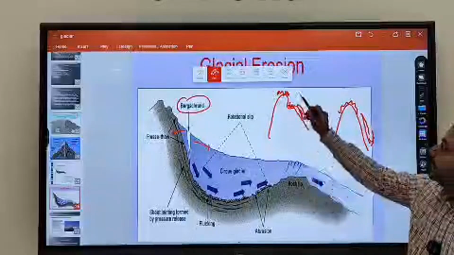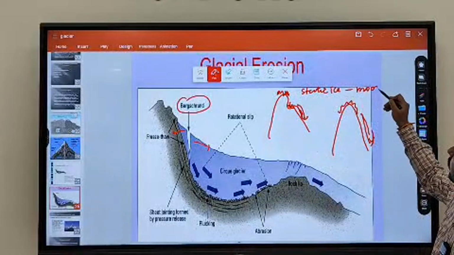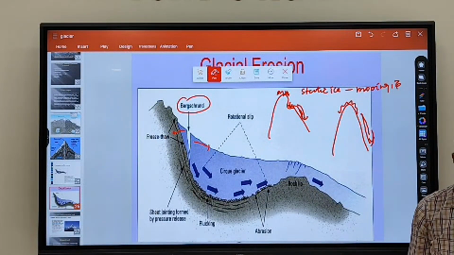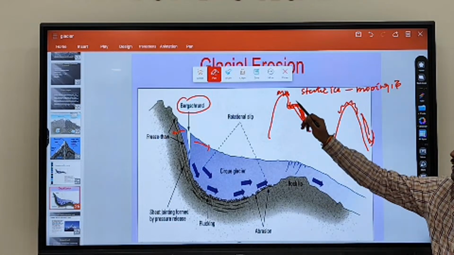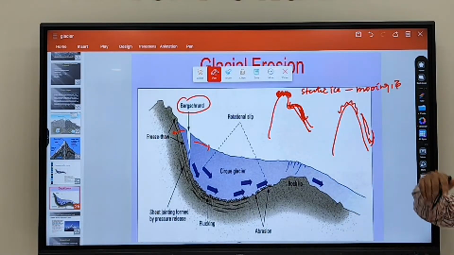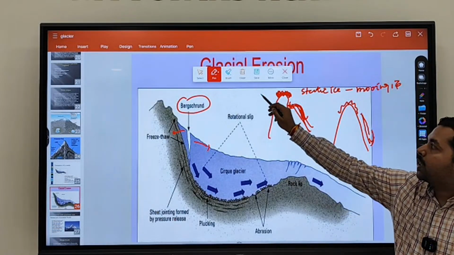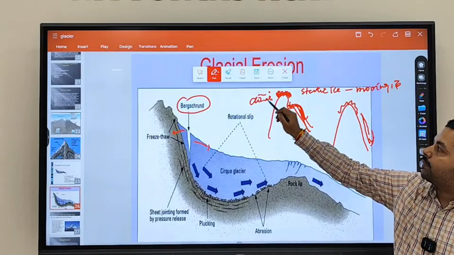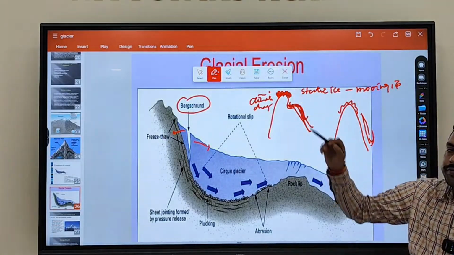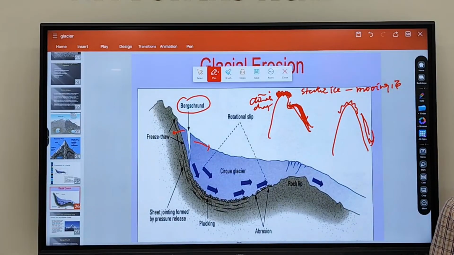Now there are two types of ice: static ice and moving ice. What is moving ice? One that is moving down. What is static ice? That is there at the top of the mountain. Clear? Now let's say climate change is happening. Because of the climate change, formation of snow is less and movement is more downward. Snow is less formed and more glacier is moving downward. What will happen?